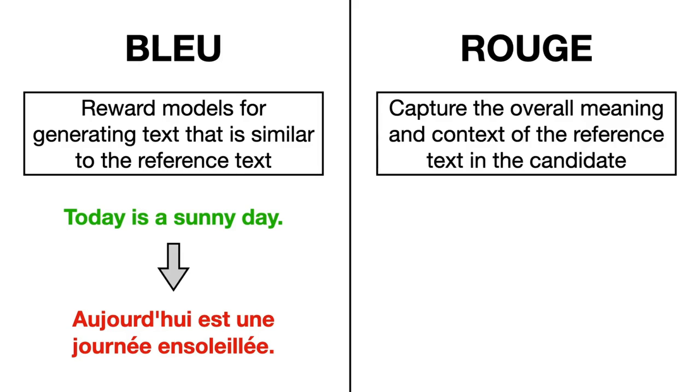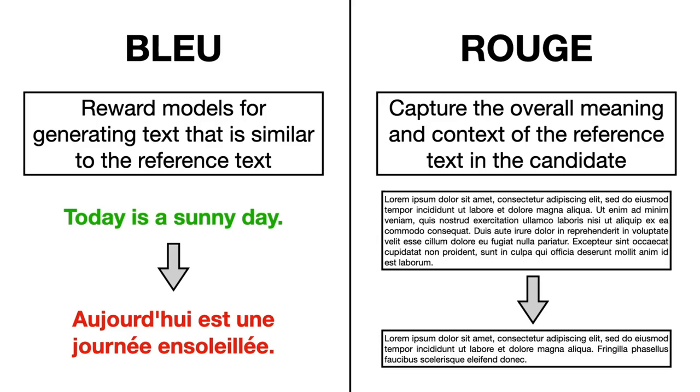On the other hand, if you want to evaluate your model's ability to capture the overall meaning and context of the reference text, then the ROUGE score might be a better fit. For instance, the ROUGE score can be particularly useful when we are dealing with tasks like summarization, where the goal is to generate a concise summary that captures the main points of the original text.